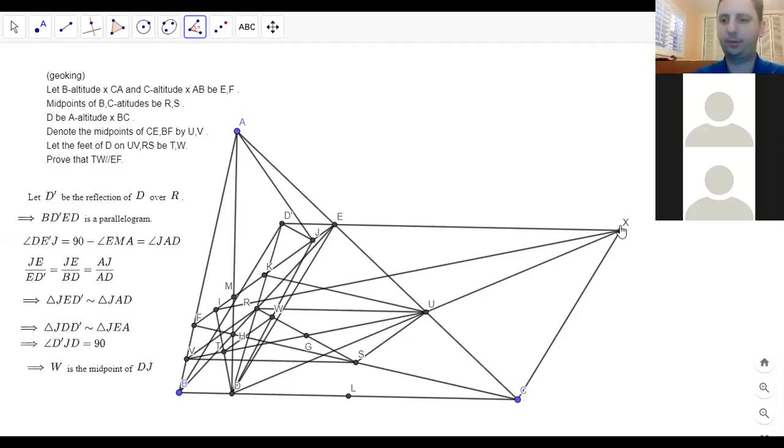Okay, so yeah, I think we can do a similar thing with point X, but we're out of time here. So I'm going to stop right here, but I encourage you all to see if you can figure out the solution with point X.